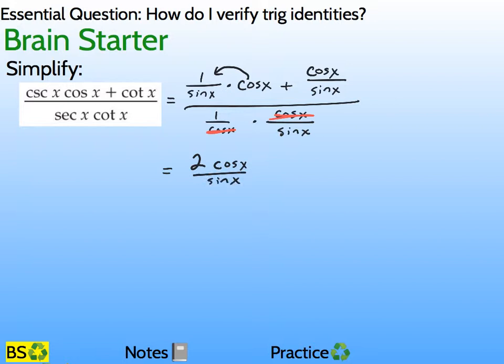And then, from the denominator, 1 over sine of x. Since these both have sine of x in the denominator, that means we can just rewrite this whole expression as 2 cosine of x. Over 1, of course, but that keeps it the same.